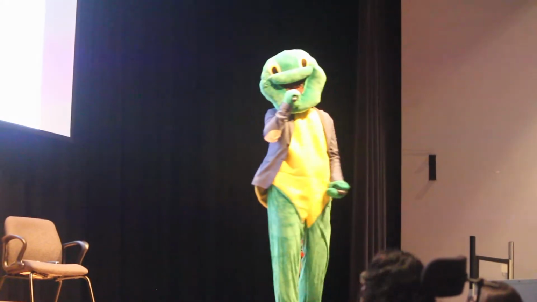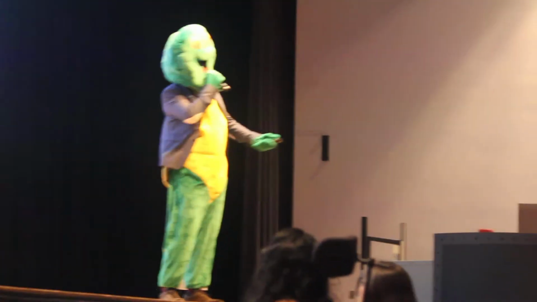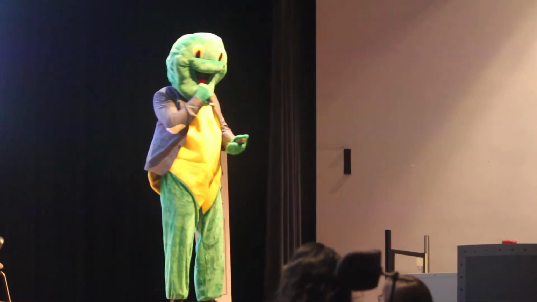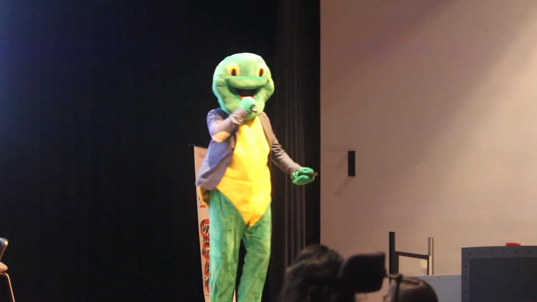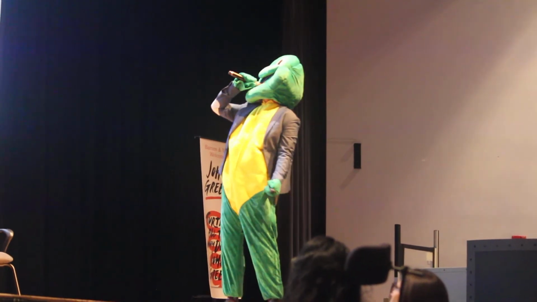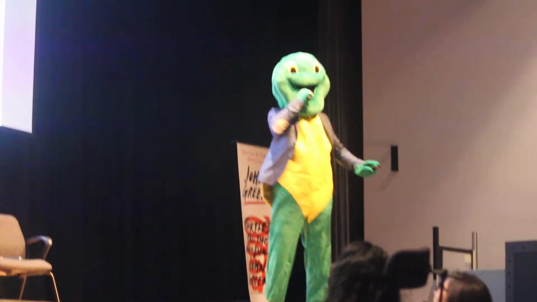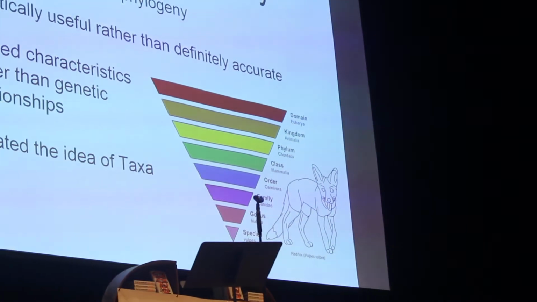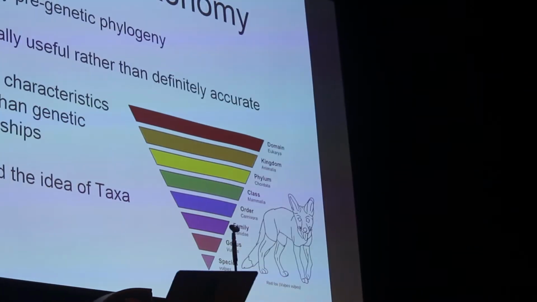Before that, everybody was classifying things based on what organisms did rather than what features they shared. So like a bee and a bird would be classified in the same way, which is obviously wrong. So this is when we created these taxa. You learn these taxa in high school. Domain, kingdom, phylum, class, order, family, genus, and species.